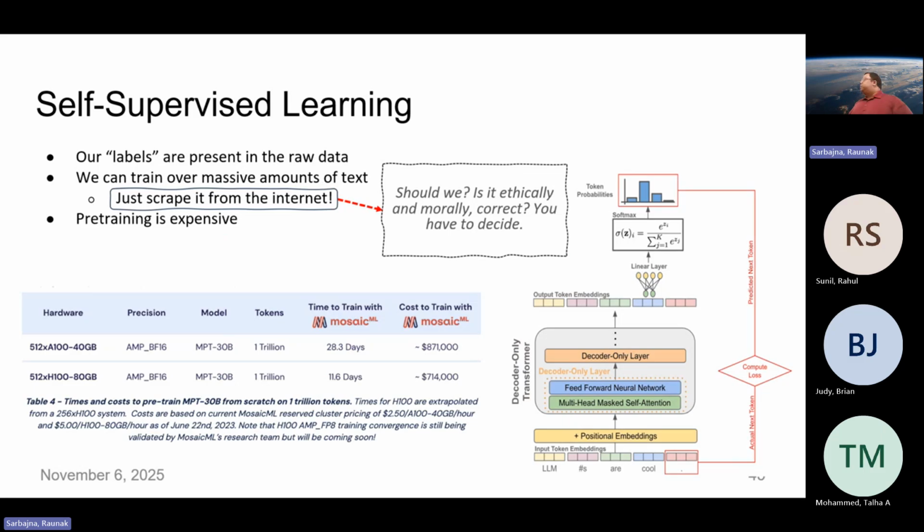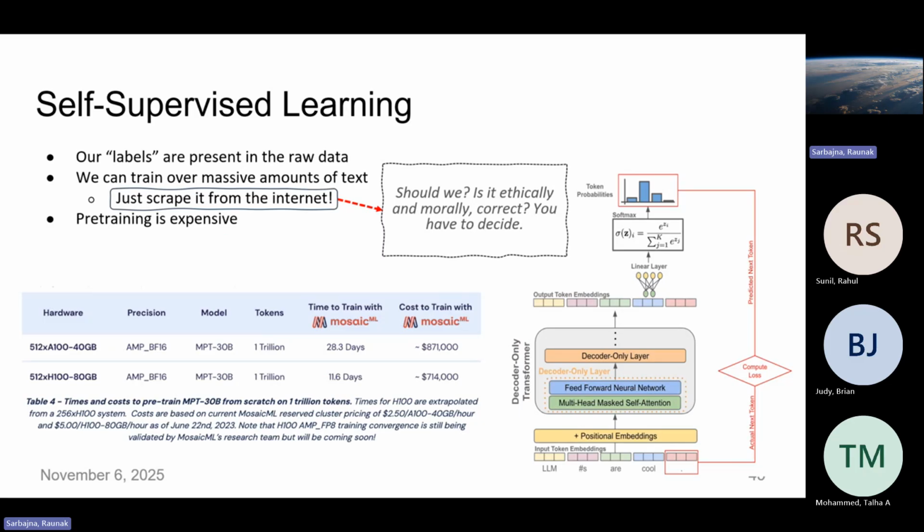The labels in self-supervised learning are present in the data itself. The way we train it is over essentially, at this point, all the text available on the internet, right? And this pre-training is very expensive. It takes months for a new model of, say, for example, training ChatGPT 5.0, like I said, it took months, 3 to 4 weeks, right?